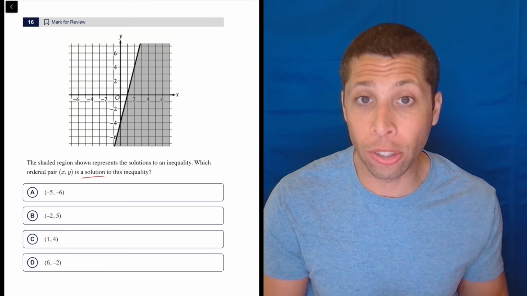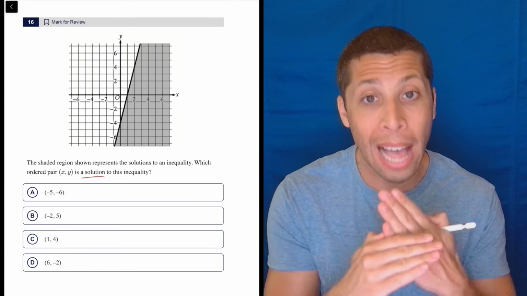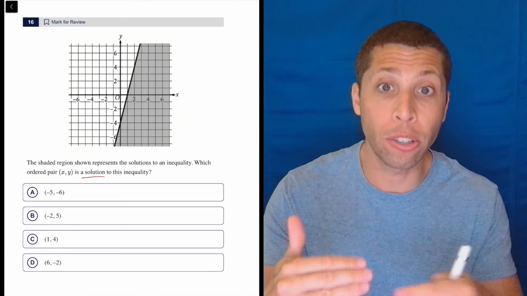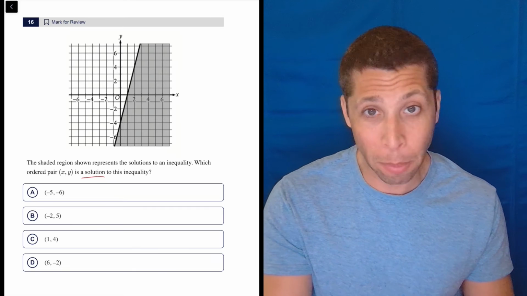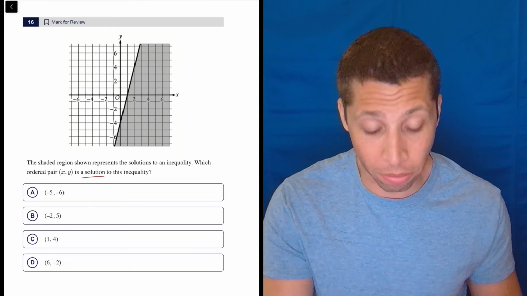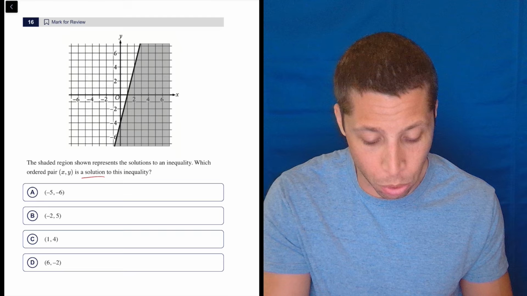It's that shaded region. If we had two inequalities and they were overlapping, then we would care about where the two shaded regions are overlapping. But we only have one here. So we're just going to plot these points and see which one falls in that shaded region. So let's just go in order.